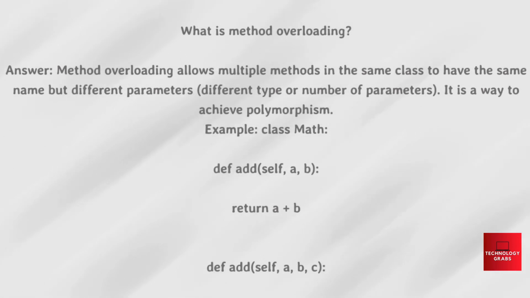What is method overloading? Answer: method overloading allows multiple methods in the same class to have the same name but different parameters, different type or number of parameters. It is a way to achieve polymorphism. Example: class Math, def add(self, a, b): return a + b; def add(self, a, b, c): return a + b + c.